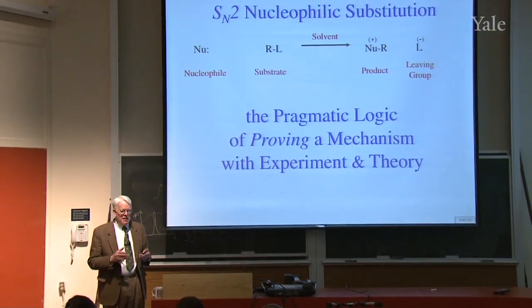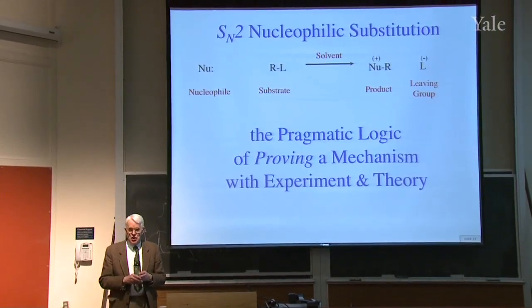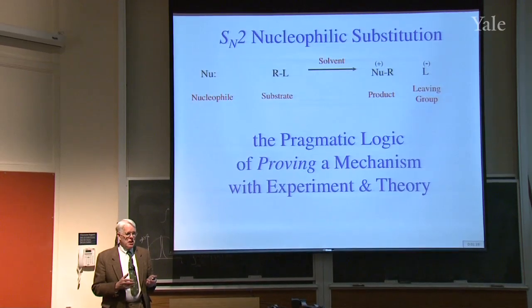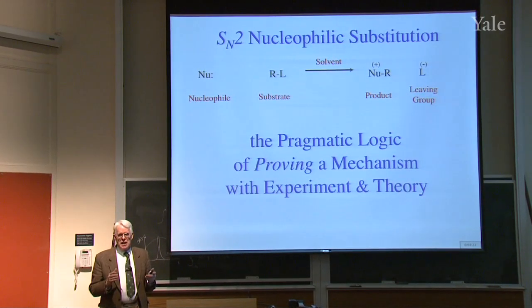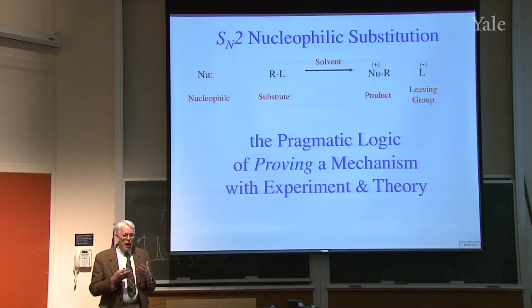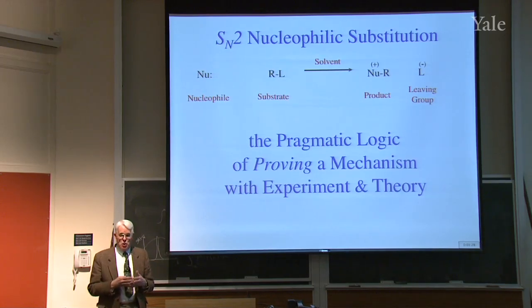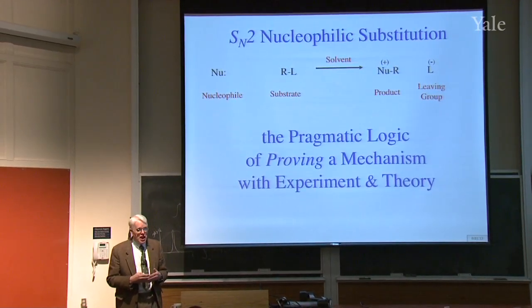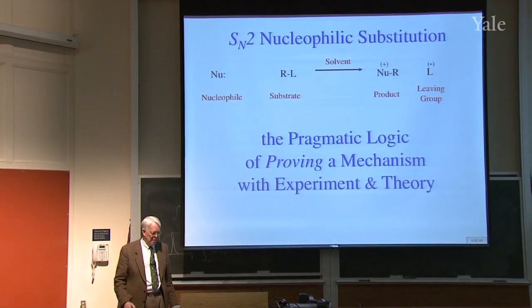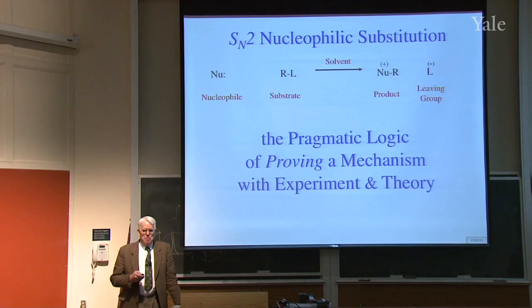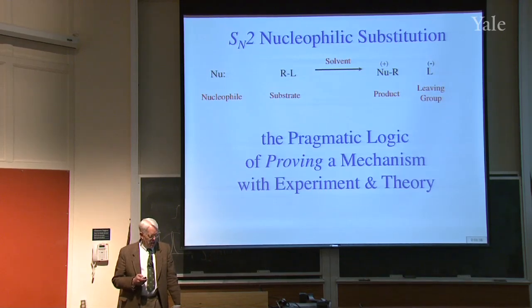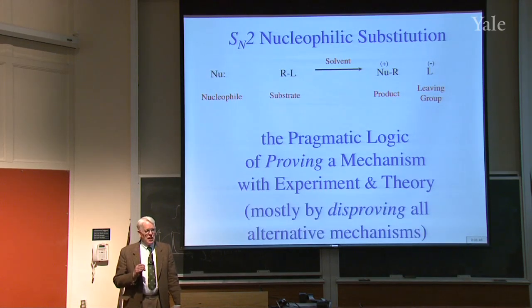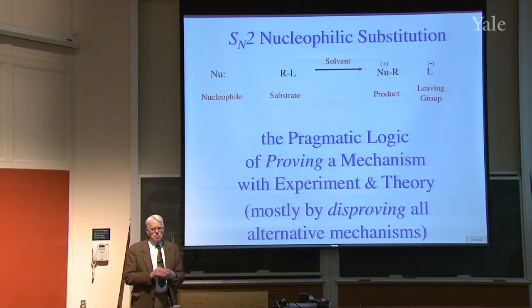We're interested, as I said, in the pragmatic logic of proving a mechanism with experiment and theory. Now this kind of logic isn't like the logic they teach you in philosophy or mathematics. Things are rarely 100% proven, but there's a practical use to knowing how these things work, because it can help you in designing new reactions or changing the conditions to make a reaction work better. So you'll see what it means to prove a mechanism in organic chemistry. And actually, mostly it involves disproving all the alternative mechanisms, right?